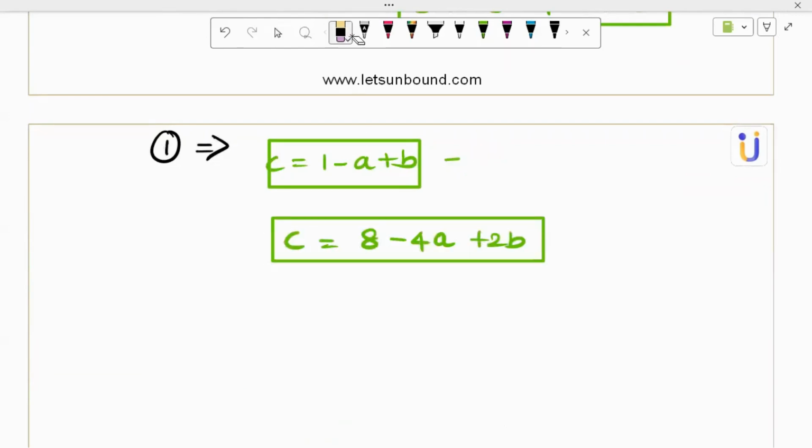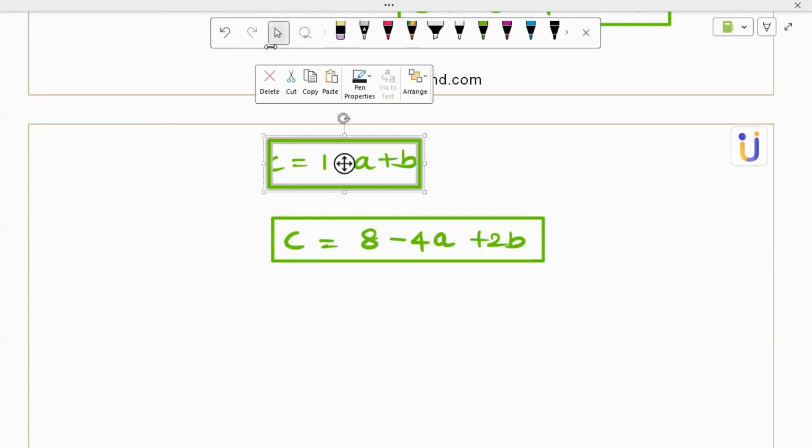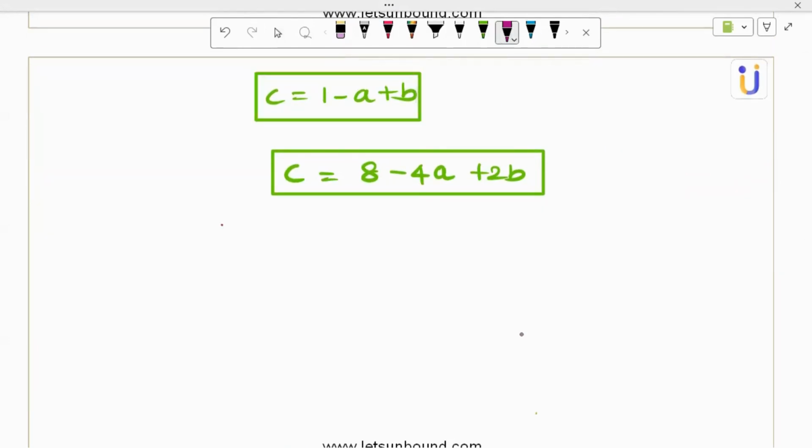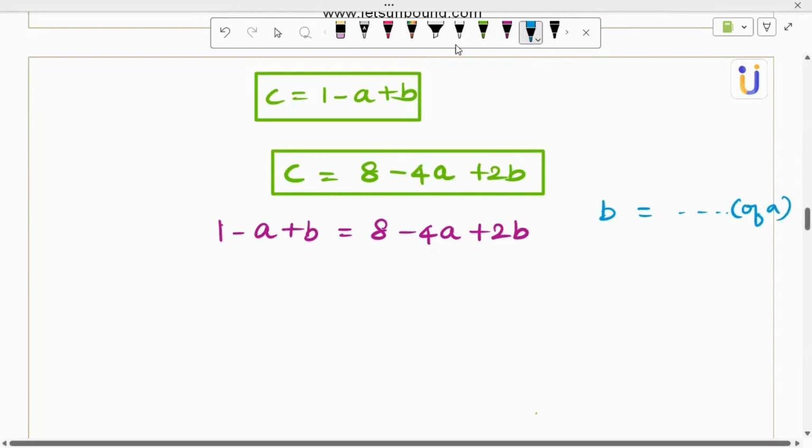Okay, so naming is not needed. Let's just skip this. Using this, both are representing C, so I can just equate them. I will get 1 minus a plus b equals 8 minus 4a plus 2b. Now, what is our aim? B in terms of a. B equal to something of a, right?